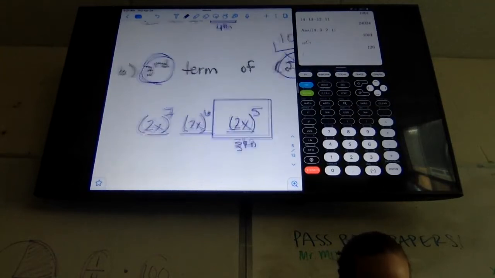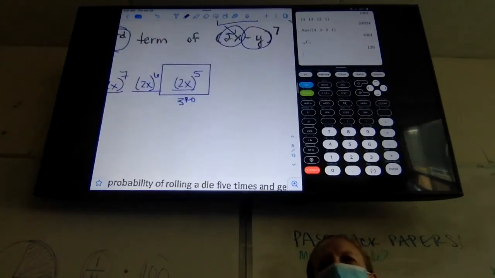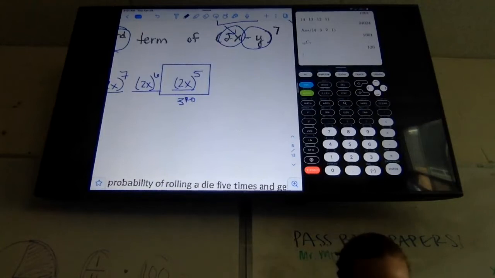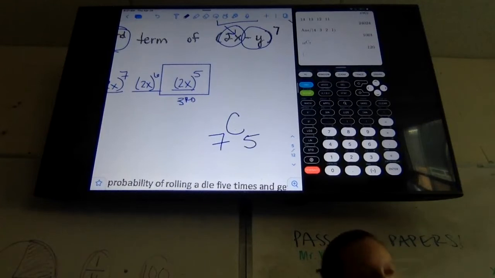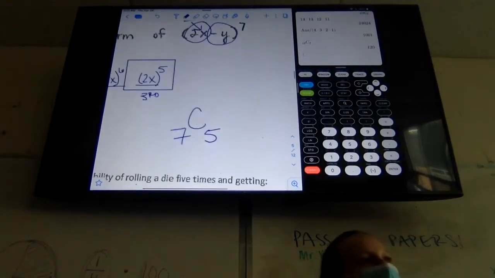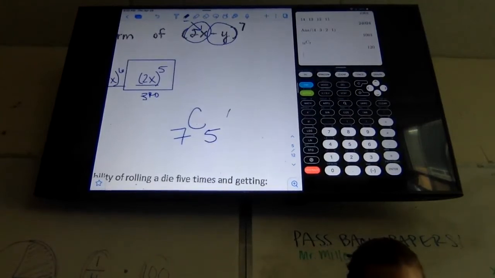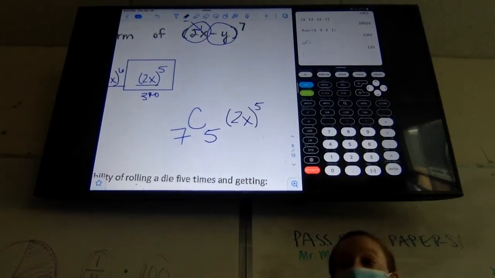Okay. Now what? 7C5, very good. So that'll be my coefficient. Now I've got to deal with my x. What's my x? Good. I'm going to just go one step slower than you, Curtis. I'm going to do 2x raised to the 5th, and then we'll get there.